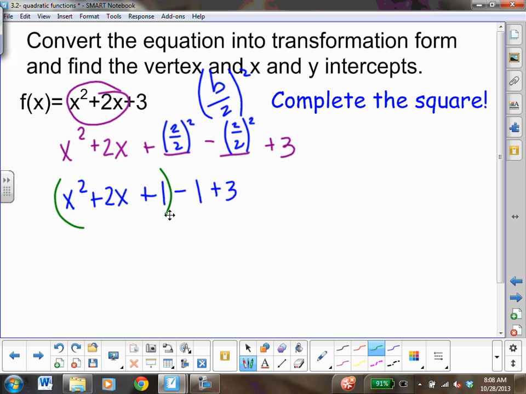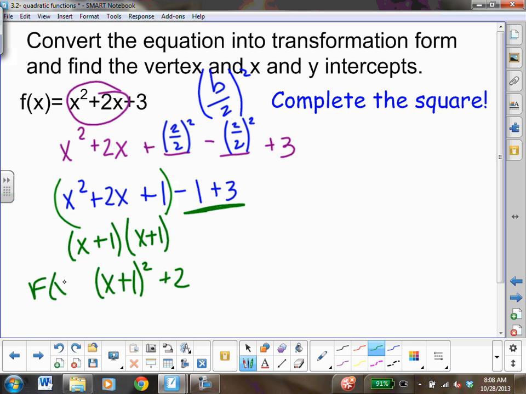Now, these three numbers I'm going to end up factoring. Factors of 1 that add up to give me 2 would be x plus 1 and x plus 1. So I have x plus 1 squared, and then I combine these two numbers together. -1 plus 3 is positive 2. So this is vertex form. Now I can figure out the vertex opposite of the h, so -1, and then keep the k the same.